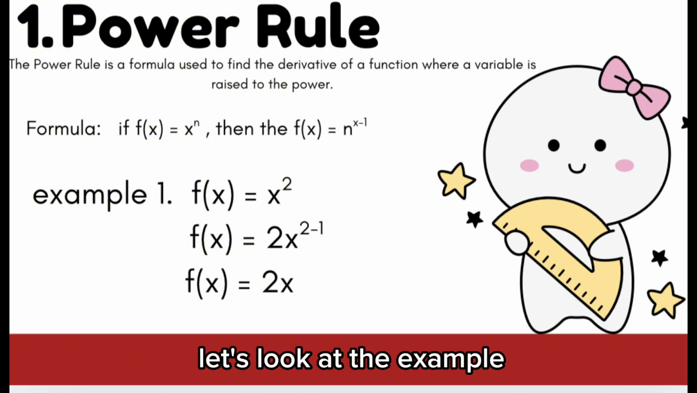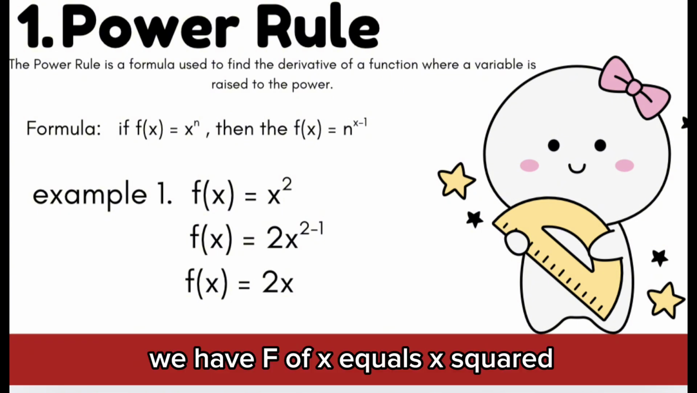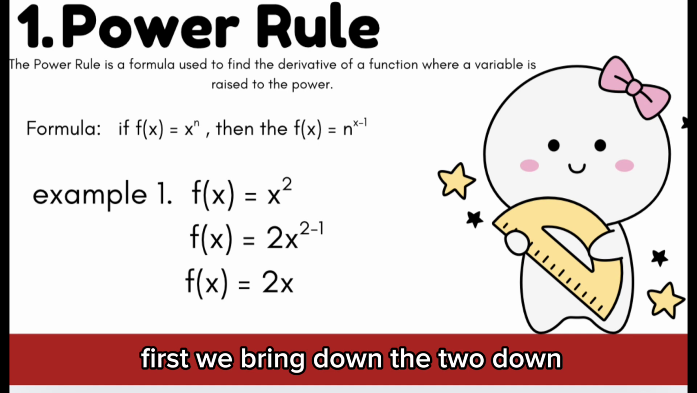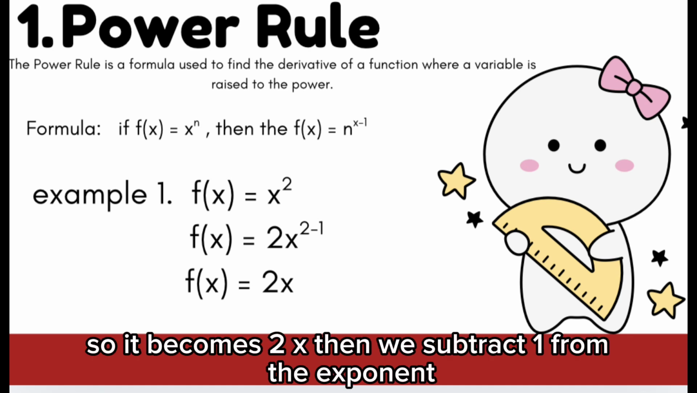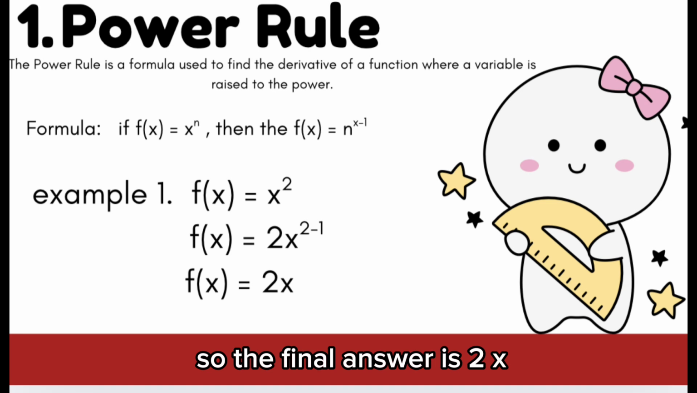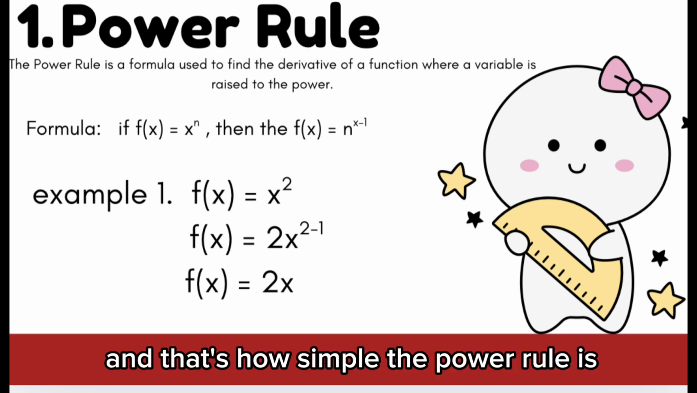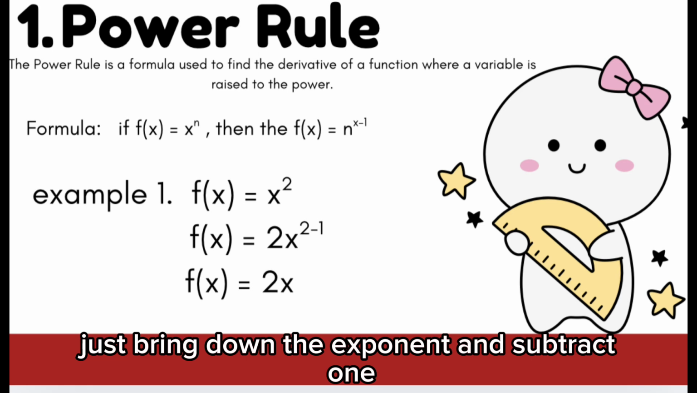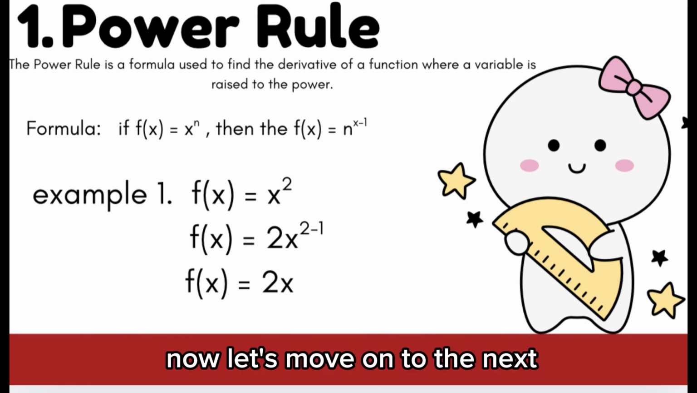Let's look at the example. We have f of x equals x squared. First, we bring the 2 down, so it becomes 2x. Then, we subtract 1 from the exponent, so 2 minus 1 becomes 1. That gives us 2x. So, the final answer is 2x. And that's how simple the power rule is. Just bring down the exponent and subtract 1. Now, let's move on to the next.